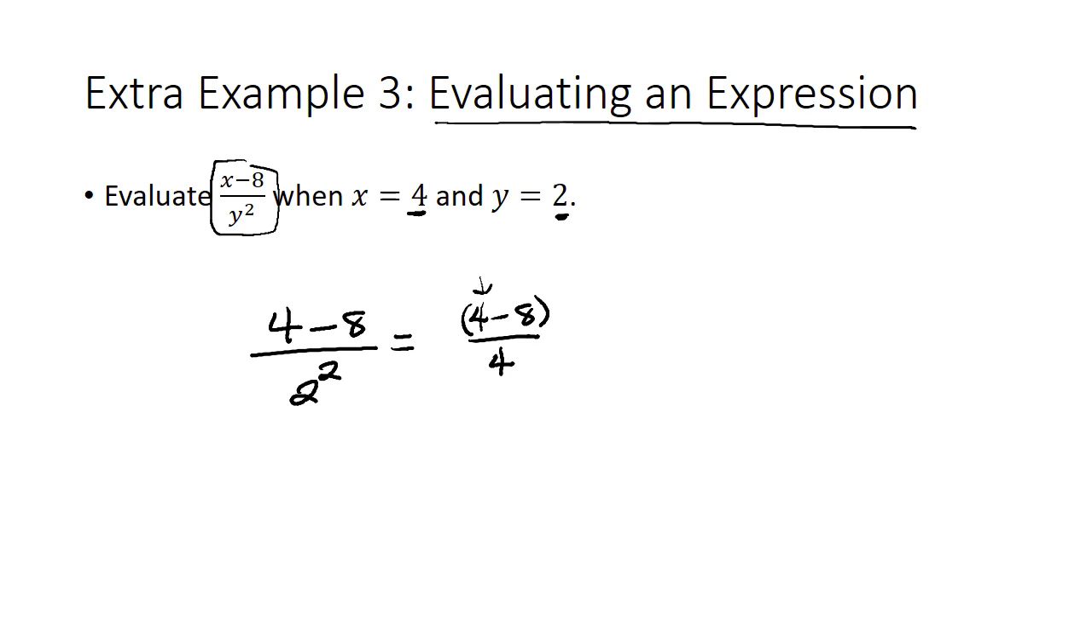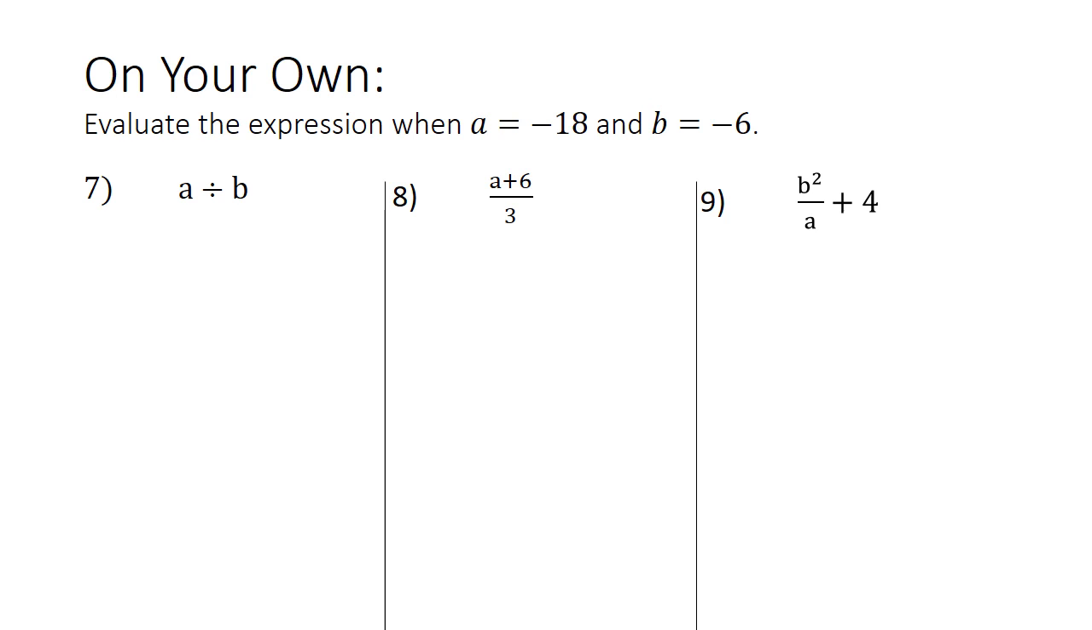So there's some invisible parentheses that we can add on here, and as we do that, we can say 4 minus 8 is going to become negative 4 all over 4. And we can say, okay, now that I have negative 4 divided by 4, that's going to give me an answer of negative 1. So go ahead and try these on your own.